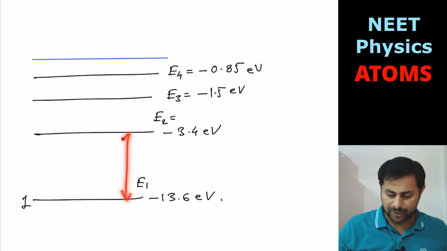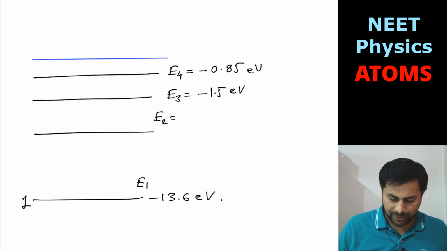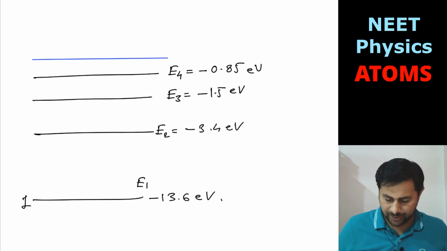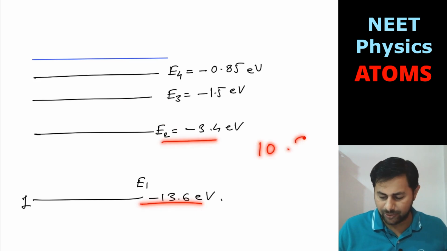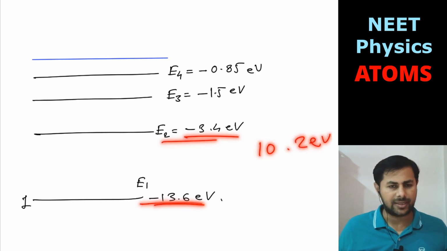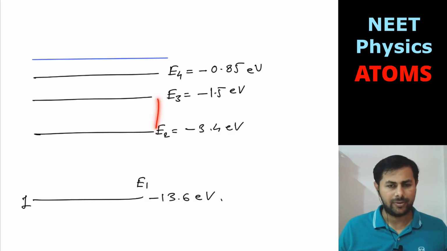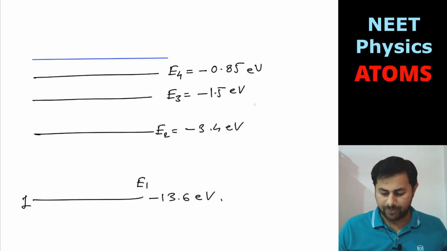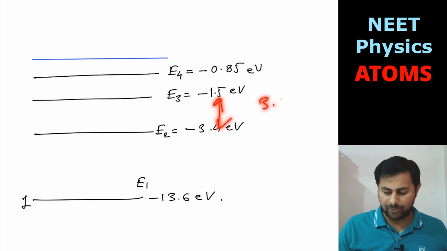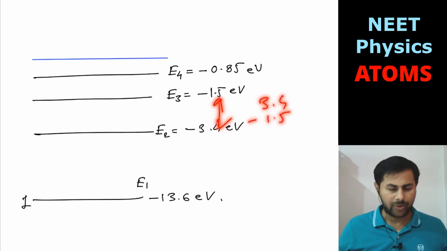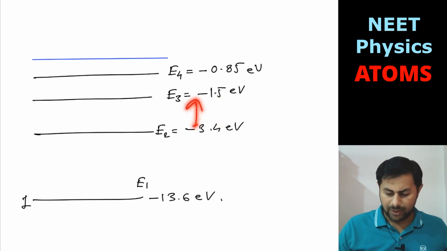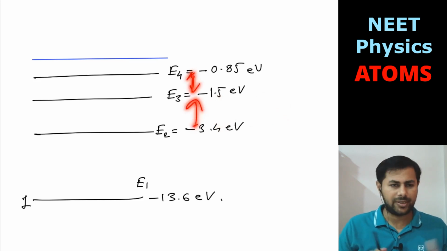Energy difference between first and second state, how much is it? The energy of the second state, E2, is equal to minus 3.4 electron volts. So this energy difference is 10.2 electron volts, 13.6 minus 3.4, right? But when you go from second to third, the energy difference is 1.9, right? 3.4 minus 1.5 is 1.9. Then you go from here to here, the energy difference decreases.